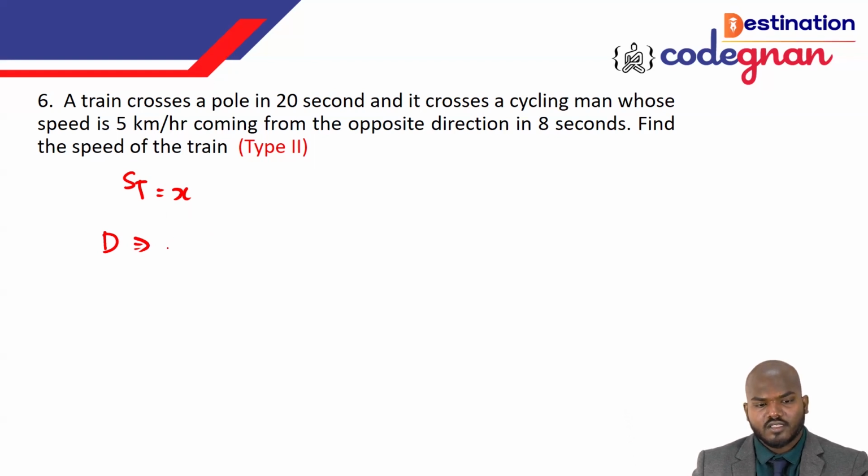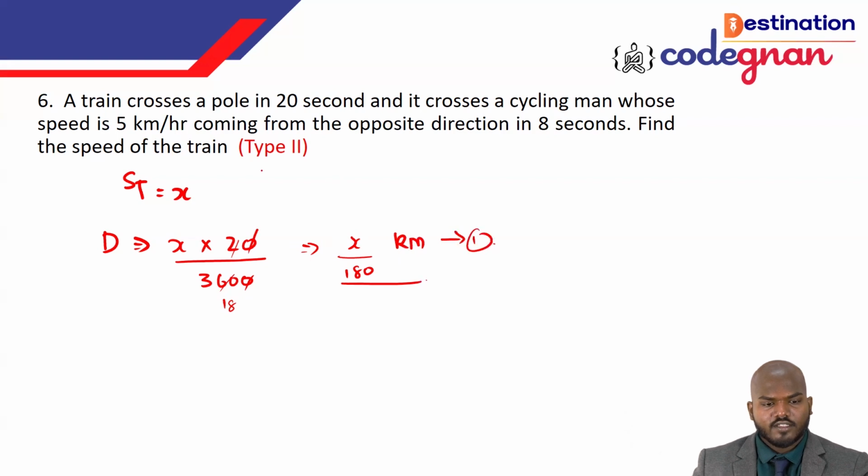Speed is equal to x, and 20 seconds we just want to convert into the hour, because everything is in kilometer per hour only. The 0 can cancel. If you work it out, this will give you the value x by 180 kilometer. Okay, this is the first thing.